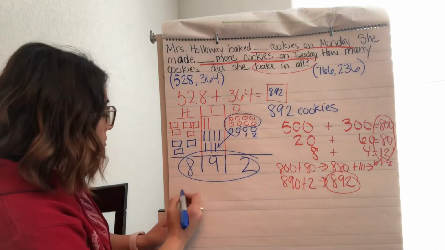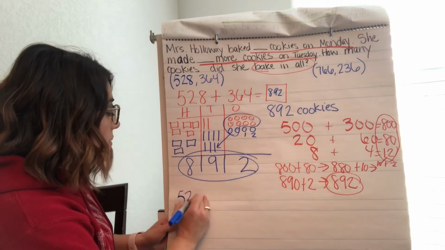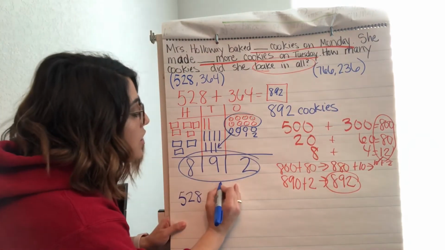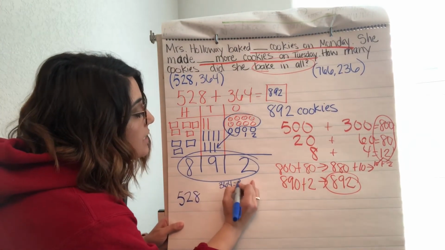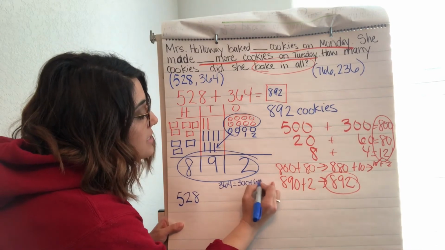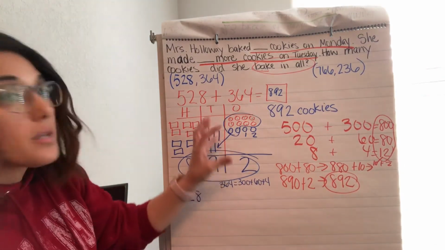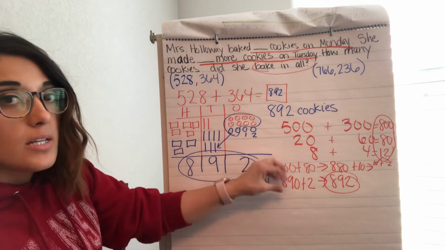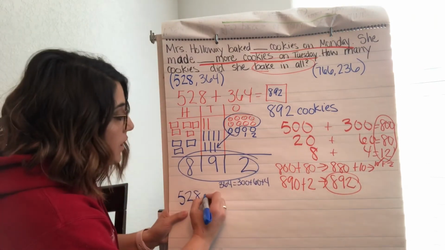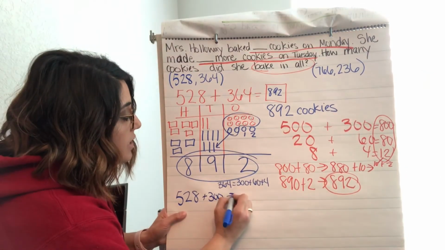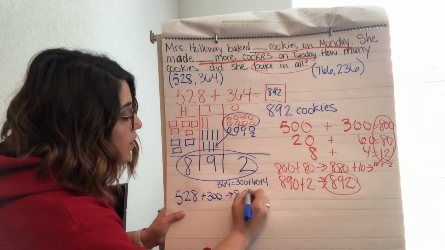So what I'm going to do with increment is I'm not going to break up the first number. I'm going to leave it the same, 528, but I am going to break up 364 into equaling 300 plus 60 plus 4, okay? So I broke the 364 into hundreds, tens, and ones, and now I'm going to chunk it with this one. So I'm going to add the 300 first. 528 plus 300 gets me to 828.